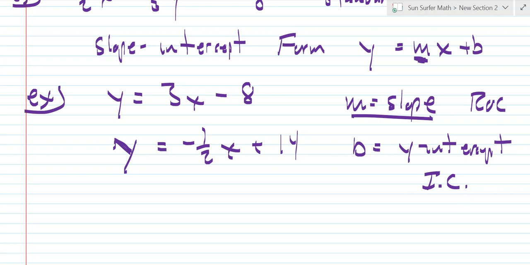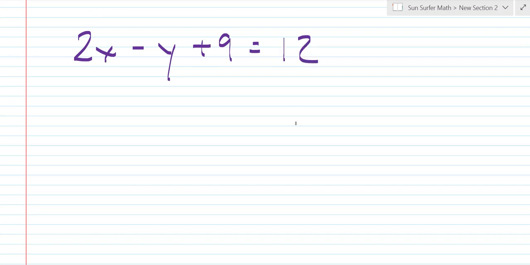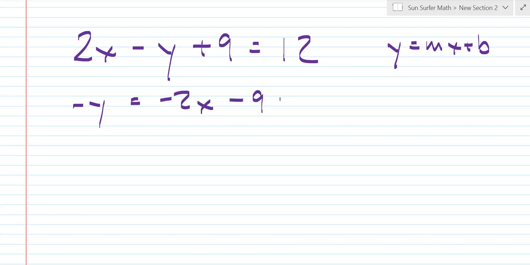So what happens if we have an equation that is written like this: 2x minus y plus 9 equals 12, and we want to write that in slope-intercept form? Well, in slope-intercept form, y equals mx plus b, one of the primary characteristics is that y is isolated on one side of the equation and everything else is on the other. So to do that, I'm simply going to subtract 2x to the other side, and I'm going to subtract 9 to the other side. So I would have minus 2x minus 9 plus the 12.